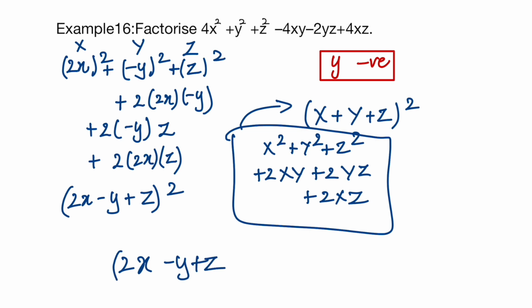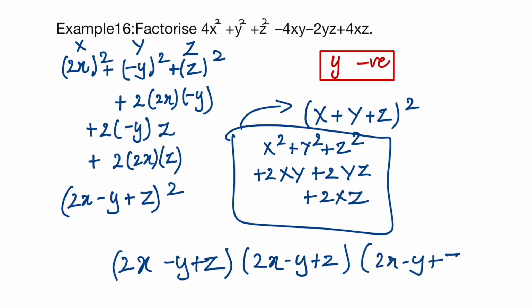2x minus y plus z into 2x minus y plus z. Okay, so that is how we write our factorized form, right? So you can just write it in that form.